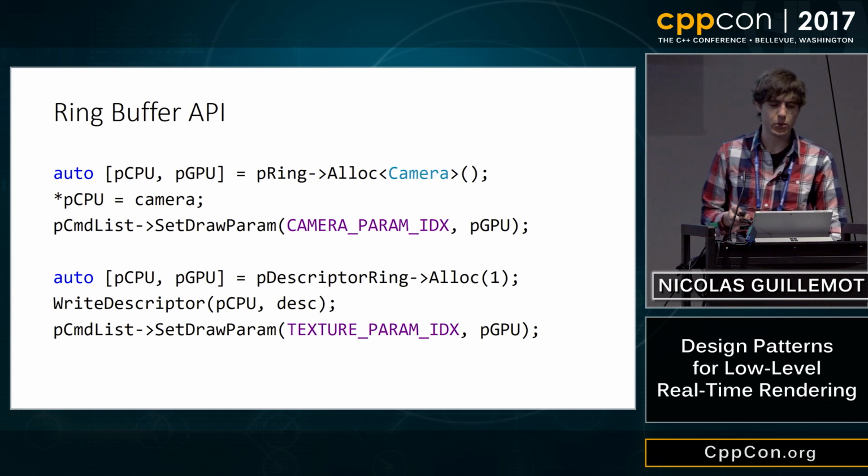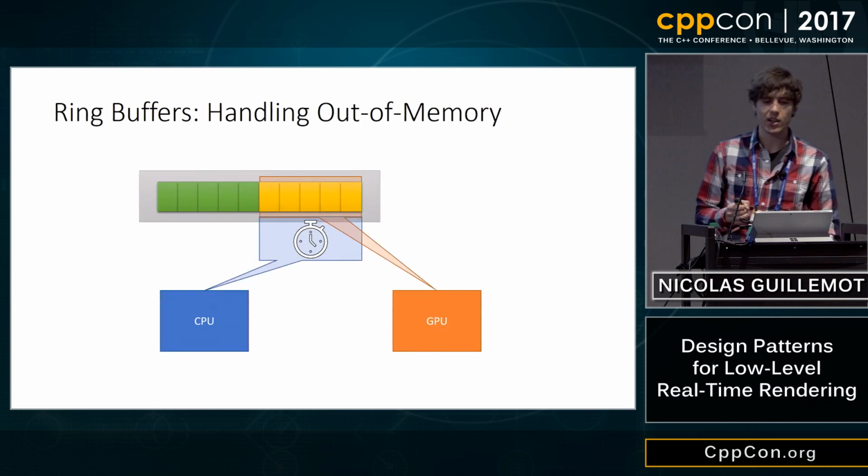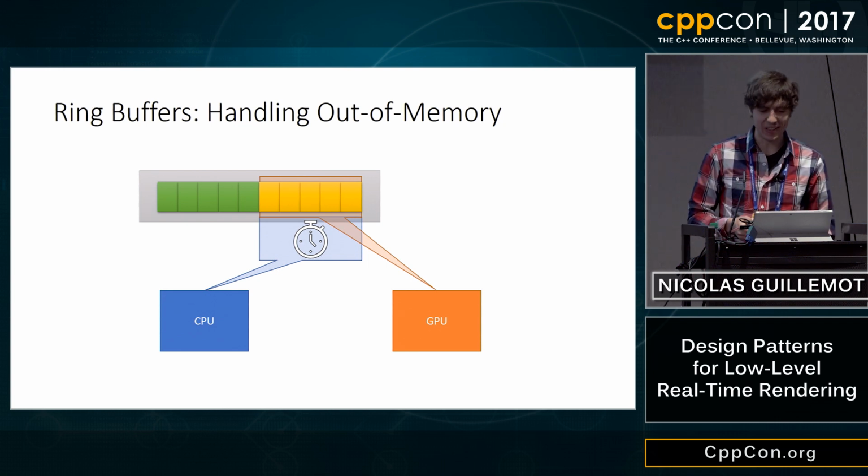Now, there's a bunch of tricky cases with ring buffers. There's a lot of buts. So for example, but what happens when you run out of memory? This is a tricky case, and I think ideally you want to avoid it. So I'll talk about that a little bit.